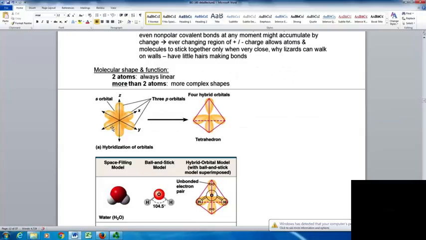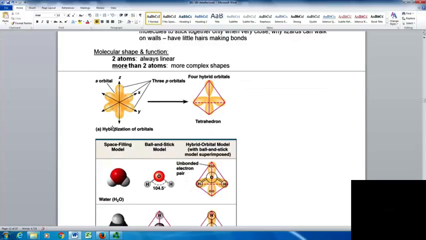So when we look at the molecular shape, this will tie in with its function. If you've got two atoms, they're always going to be linear. If you've got 2 points, the only distance between them is always a line. When you have more than two atoms, the shapes become more complex.